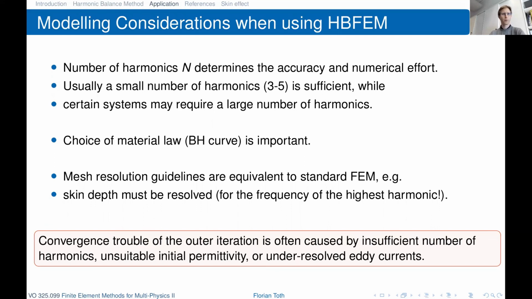As usual for nonlinear problems, there might be convergence trouble. Just to note, the most common causes for convergence trouble are either an insufficient number of harmonics, an unsuitable initial reluctivity, so the system doesn't go into a good area, so to say, for the first iteration, or also under-resolved eddy currents. So even a too coarse mesh can lead to convergence problems in this case.